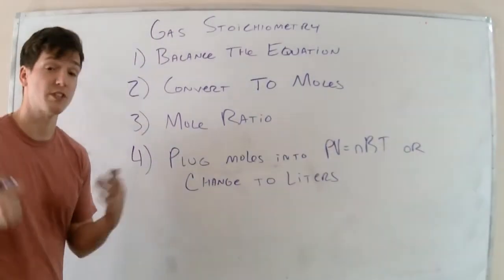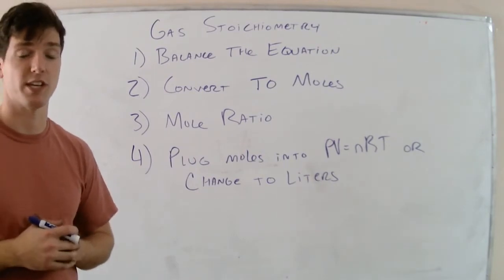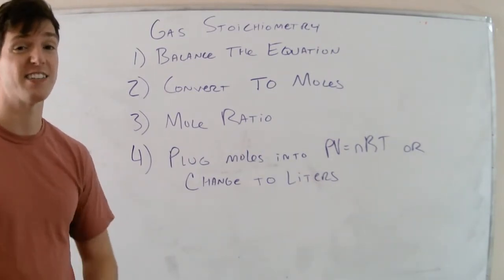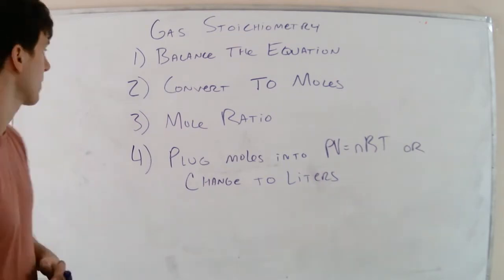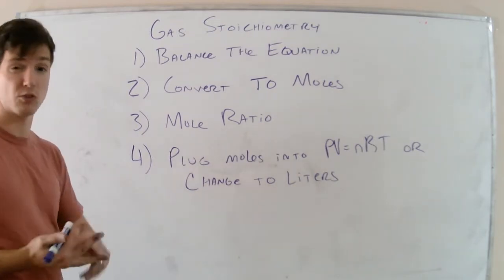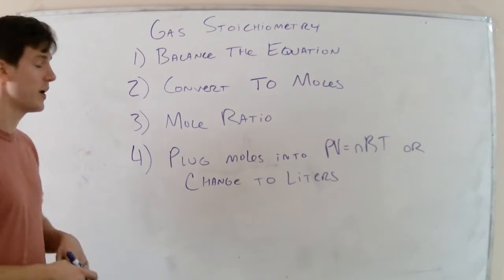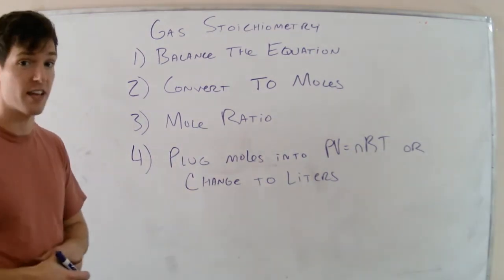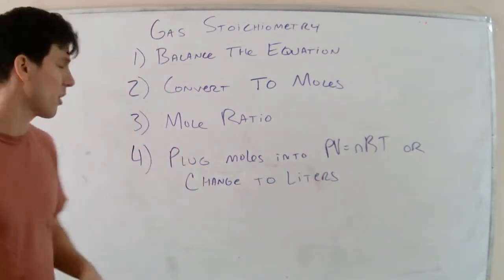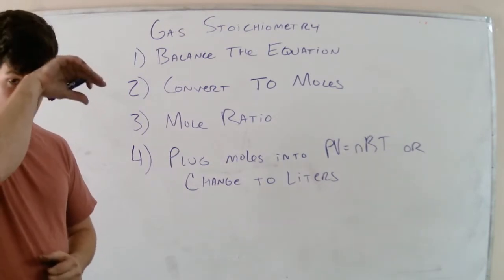Hey everyone, so today's lesson is on gas stoichiometry. The good thing about gas stoichiometry is that it's pretty much the same as regular stoichiometry, it just has a different last step. So the first step, balance the equation. Second step, we convert either grams, liters, or molecules to moles. Third step, we set up our mole ratio, and the only difference really is our last step, where we'll plug those moles either into PV equals nRT, or we'll just change it to liters using that 22.4 from STP.